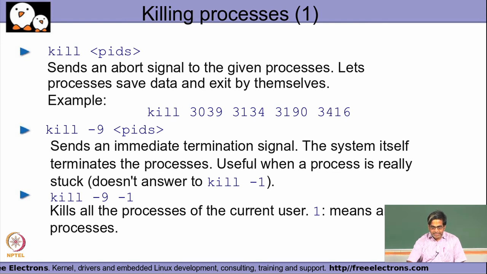When I say kill -9 followed by the PIDs, it will send an immediate termination signal, what we call SIGKILL, to each of the process IDs mentioned here, assuming that the user running the kill command has permission to kill that process, or is a super user. If either of these conditions is satisfied, then the one or more PIDs mentioned here will be killed successfully by the system.